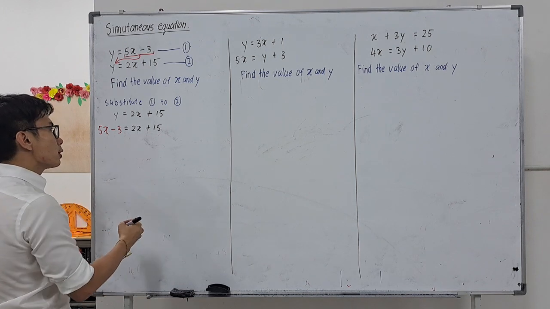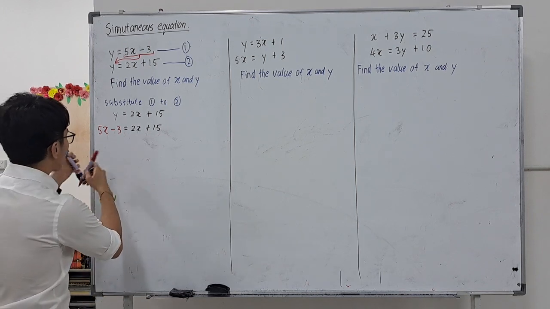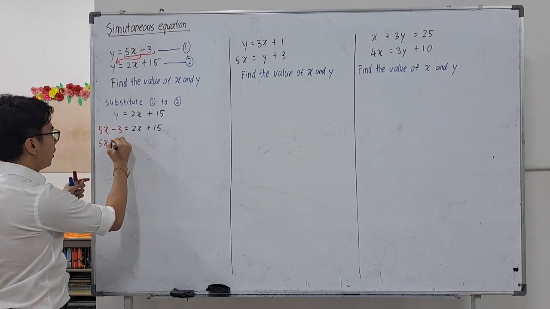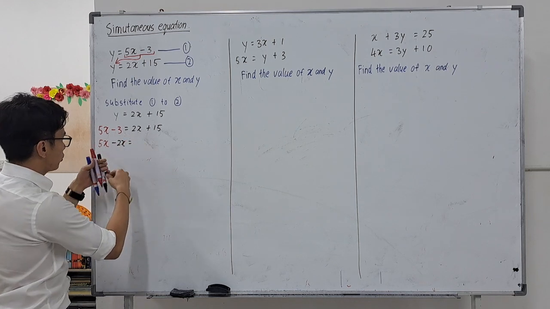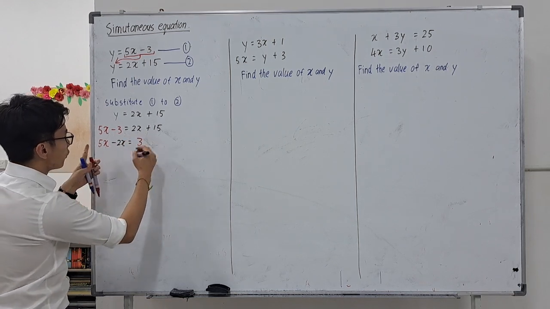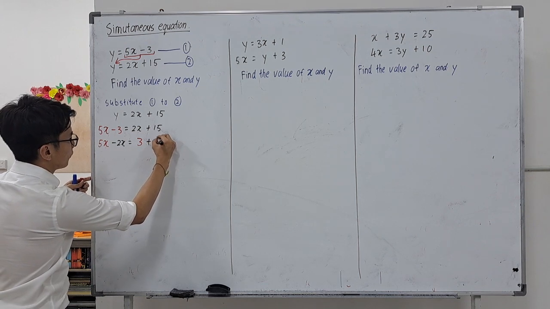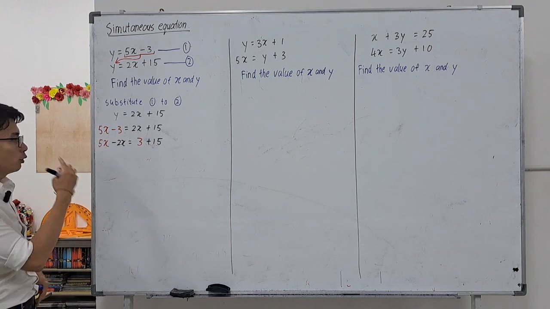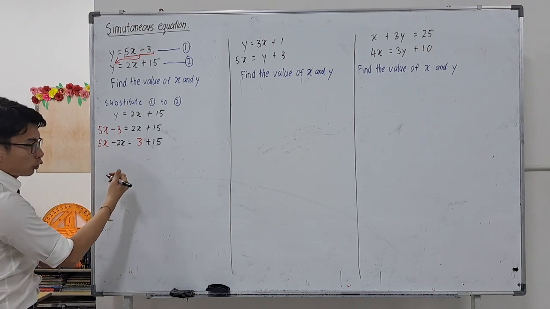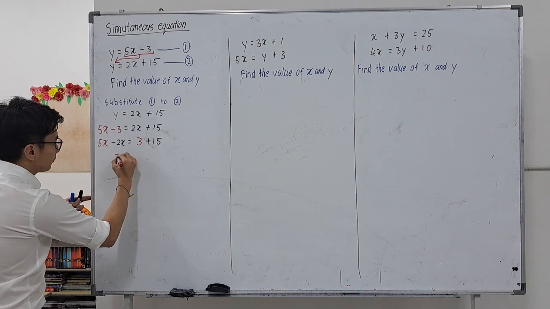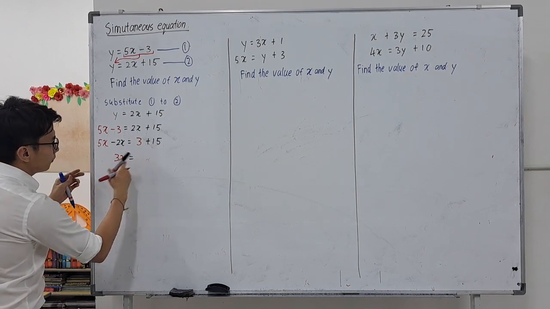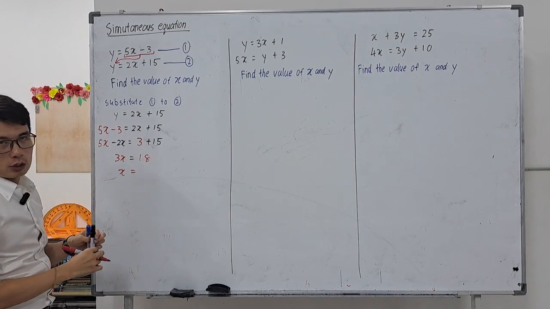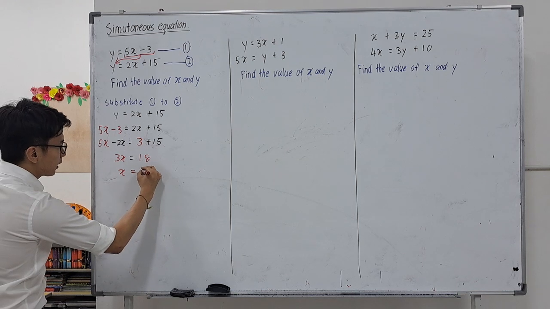So I'm going to rearrange this by collecting like terms. I should get something like this: 5x minus 2x equals 3 plus 15. Okay, that's what I'm going to get. I will continue to solve this. 5x minus 2x gives me 3x, and that equals 18. So my x value is 18 divided by 3, which gives me 6.